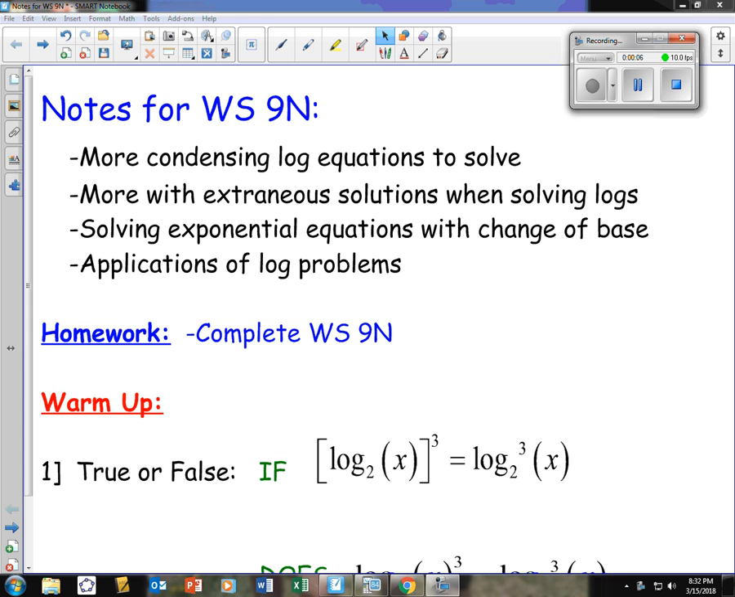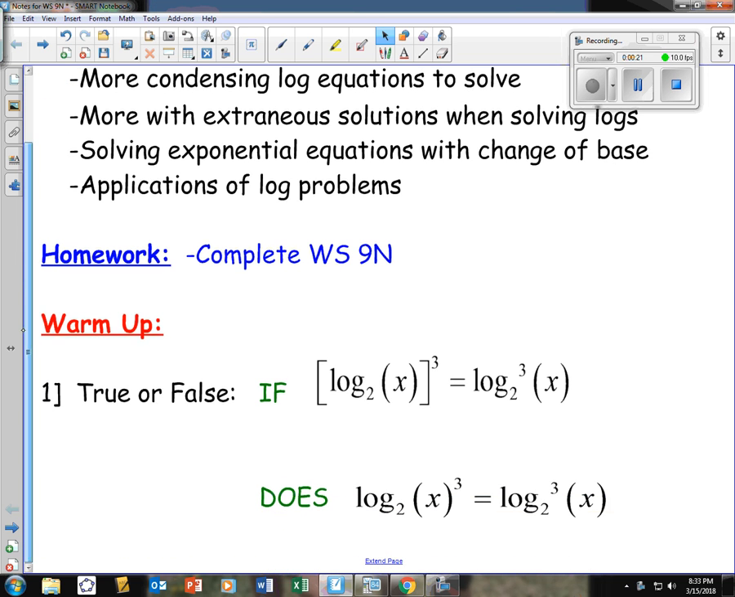So here's our last new lesson of chapter 9. We're going to do more log solving. We're going to see more extraneous solutions. And we might also see the whole change of base situation. Now take a look at this warm-up here.